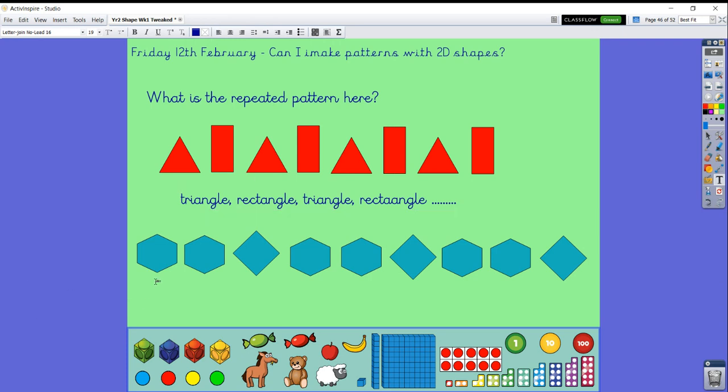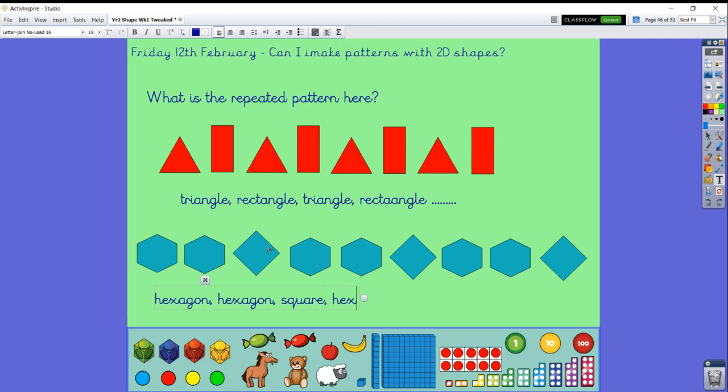What about this pattern? Do you remember the name of this shape? It's got 6 vertices. Well done. A hexagon. So hexagon, another hexagon, and then I've got a square. You might have thought it was a rhombus, but if I look carefully, it's got special 90-degree corners, and all of the sides are the same length. So that is our chunk. It goes hexagon, hexagon, square.